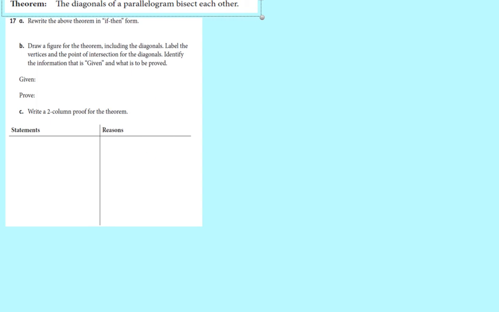Proofs! One whole proof you had to do, oh my goodness. Theorem: diagonals of a parallelogram bisect each other. Write that in if-then. So if it's a parallelogram, then the diagonals bisect.